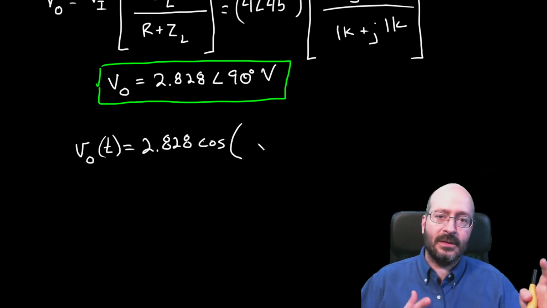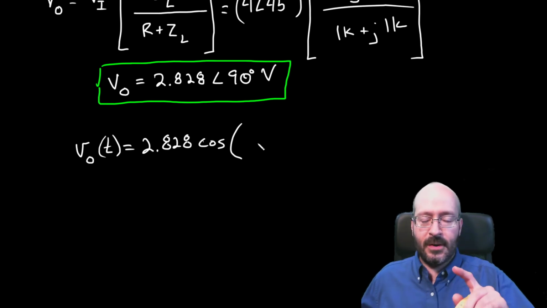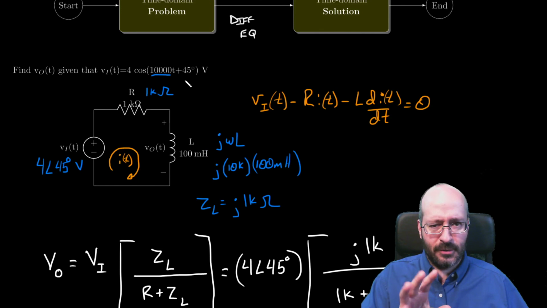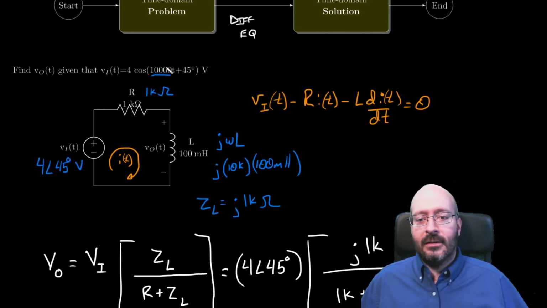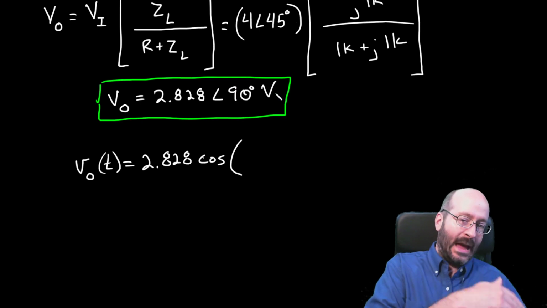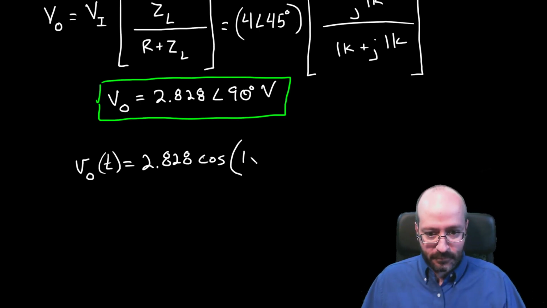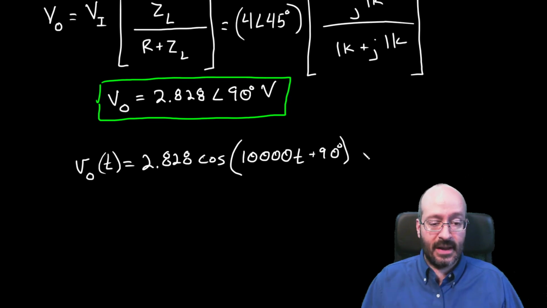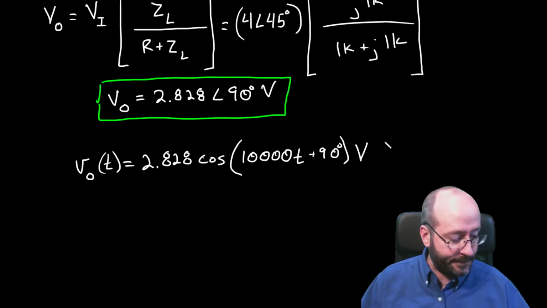Okay, and now I need the frequency. What's the frequency? Well, these are all linear components. Semiconductors, not so much. We don't do those in this class. Next class. The frequency cannot be changed by these linear components. So if I have an omega of 10,000 here, when I pull it back out into the time domain, I have that same frequency right here. Okay, 10,000 as a coefficient of t plus 90 degrees. And the unit on that function, because functions can have units, is volts.